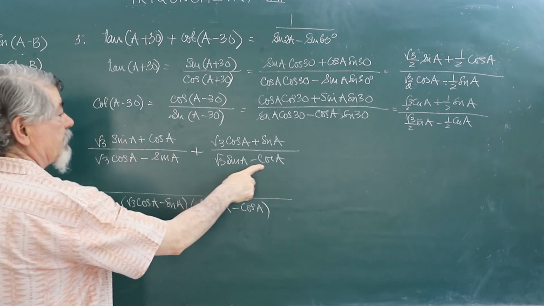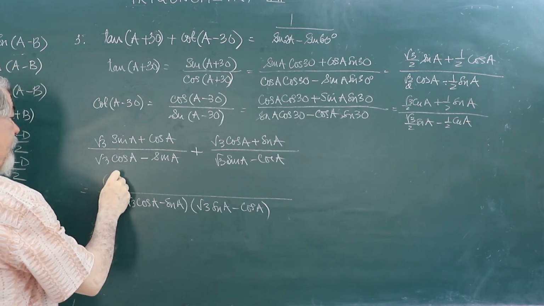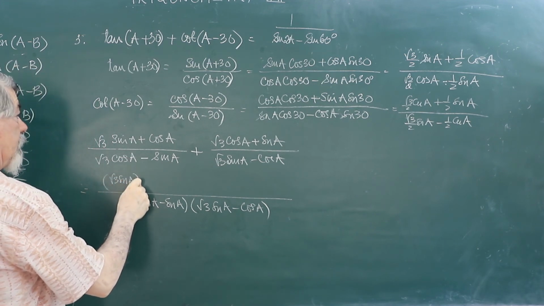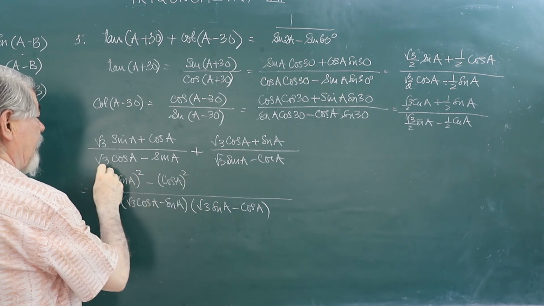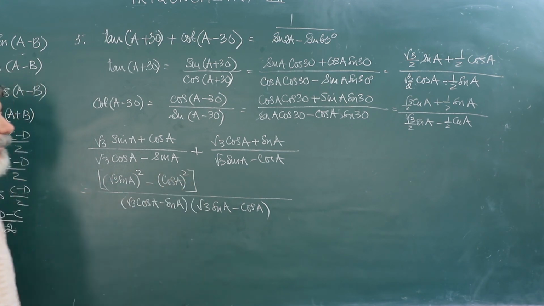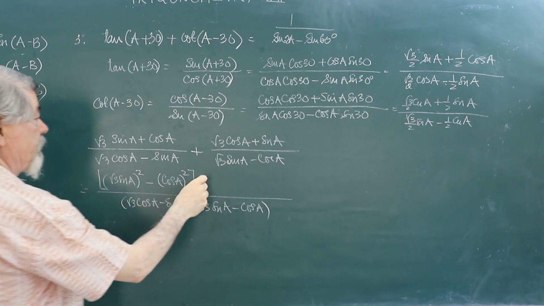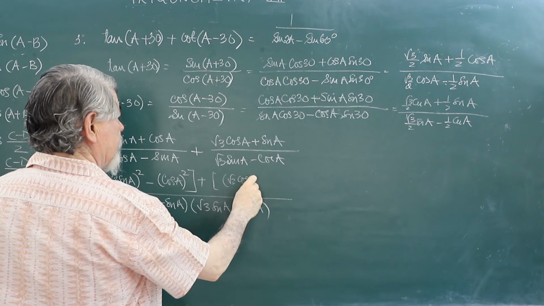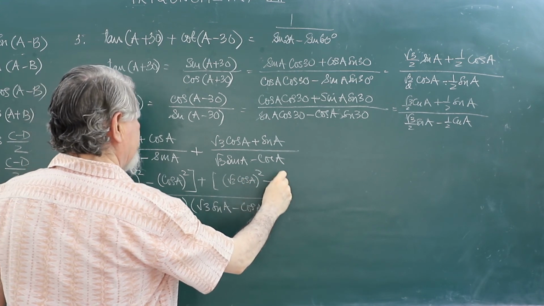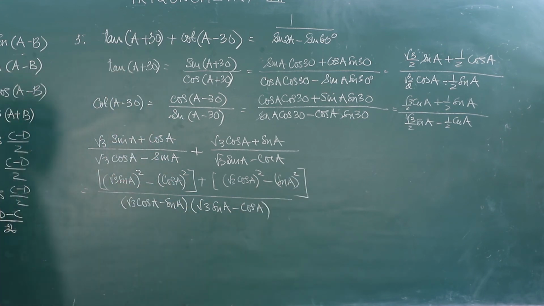This is root 3 sin a plus cos a, this is root 3 sin a minus cos a. So a square minus b square, a plus b into a minus b. So it will become root 3 sin a whole square minus cos a whole square. When they will multiply, a plus b into a minus b is a square minus b square, plus again a plus b, a minus b. So it will be root 3 cos a whole square and minus sin a whole square. Now let us open the thing and simplify.